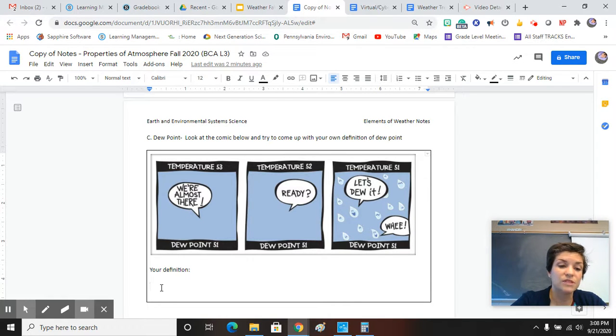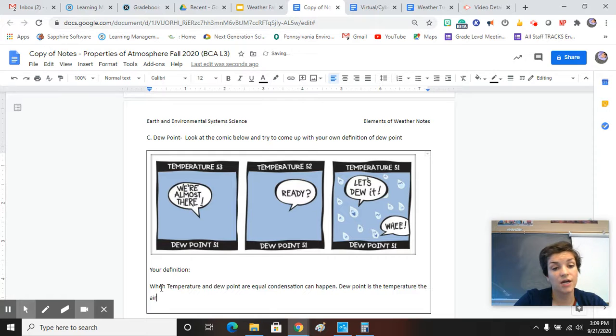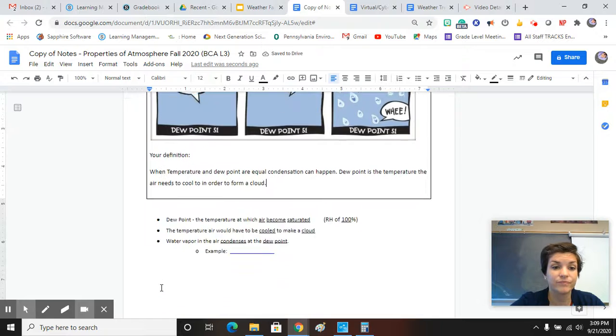Okay? Your definition: when temperature and dew point are equal, condensation can happen. So, dew point is the temperature the air needs to cool to in order to form a cloud. Got it.